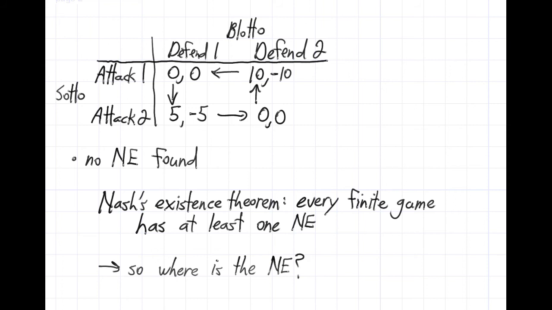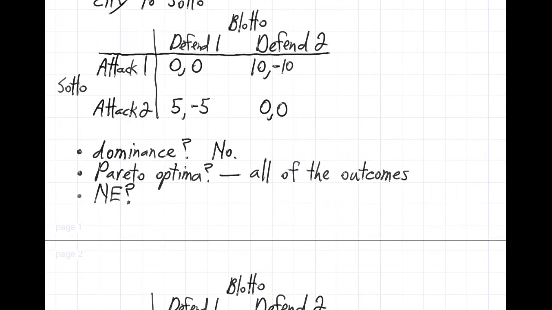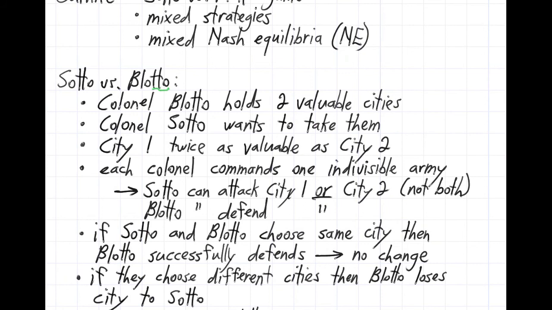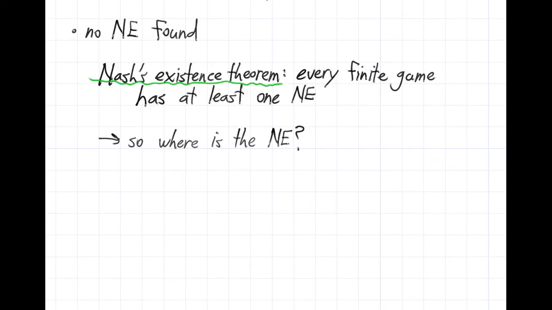Okay, before we get into that, I should mention that Nash's existence theorem is probably something you want to remember. And I should also mention that Sotto versus Blotto is a term you should remember, what the elements of the game are that we're playing here. So to understand where the Nash equilibrium is, the hidden Nash equilibrium, we have to start talking about something called mixed strategies. So that'll be our next concept.